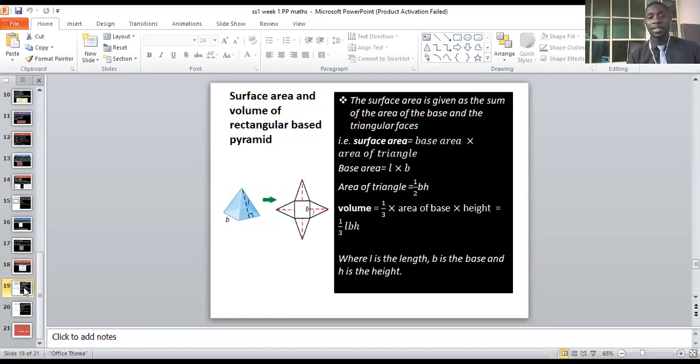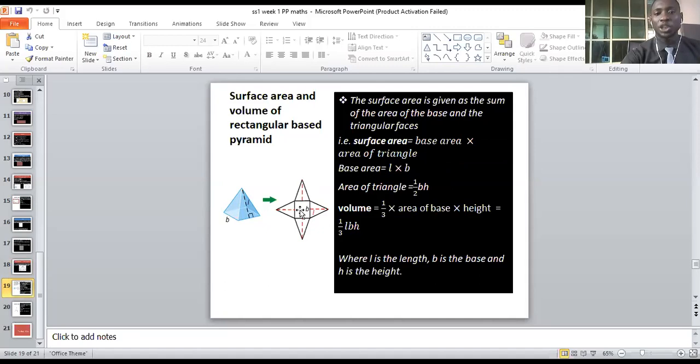The surface area of a rectangular base pyramid is given as the base area, which is a rectangle, plus the area of the 4 triangular faces. This is the pyramid split into this shape. The base area is a rectangular area, length times breadth, and you calculate that. You know, the area of a triangle is given as half base times height.